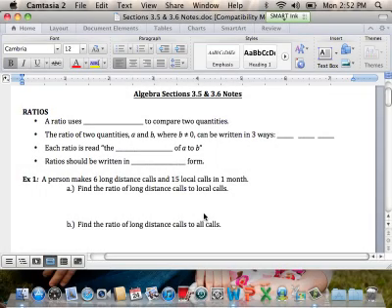Okay, in sections 3.5 and 3.6, we're going to start taking a look at this idea of ratios and proportions. We're going to look at how to write ratios, proportions, and also how to solve them. But first, before we get into that, just a few basic things that we want to know about a ratio.